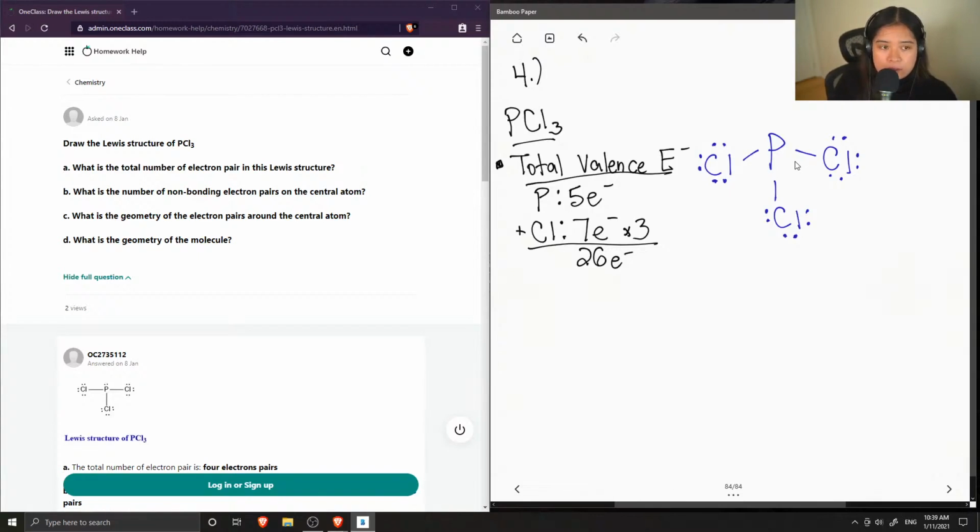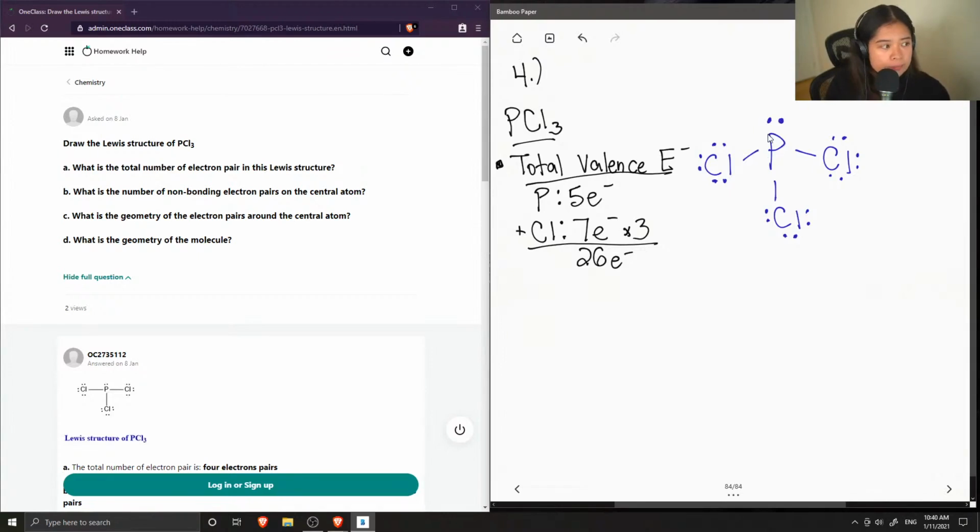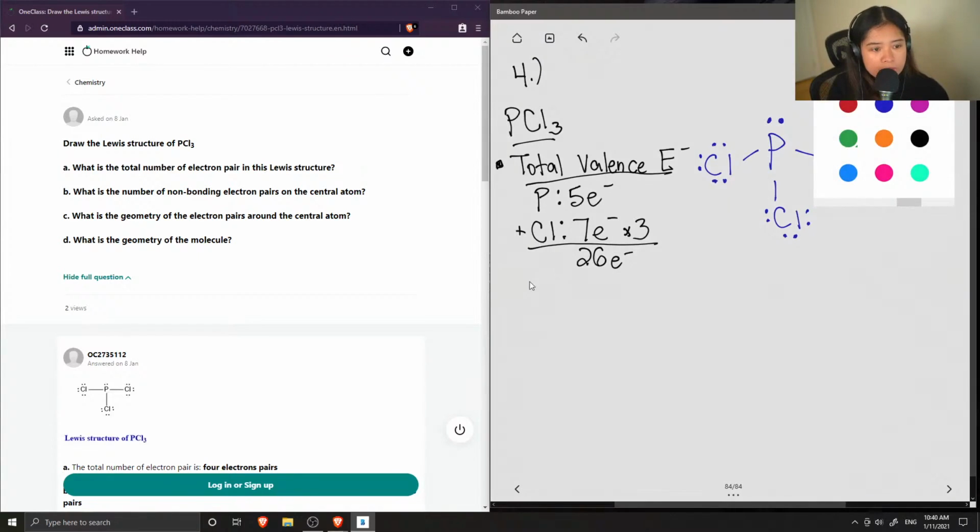Since my total valence electrons is 26, I need 2 more electrons to add. They are going to go on my central phosphorus atom in the form of a lone pair. So now I have my 26 electrons, and all of my atoms have a full octet. So everything is good. Now let's try to answer the 4 parts of the question.